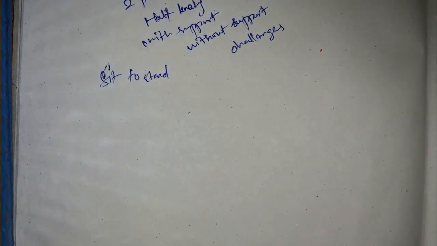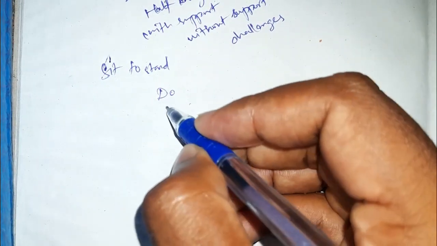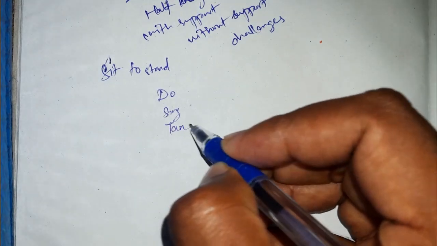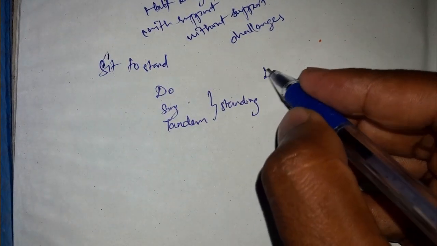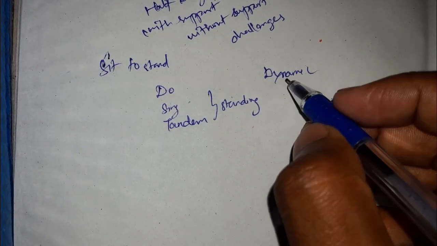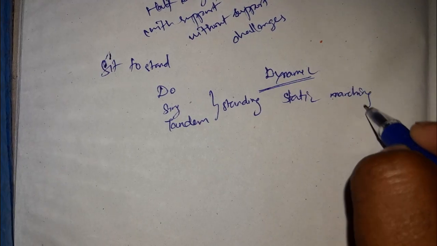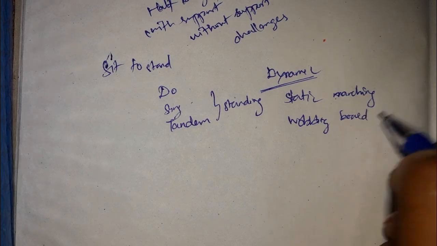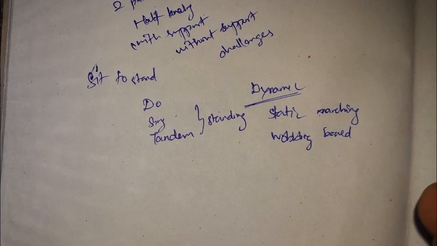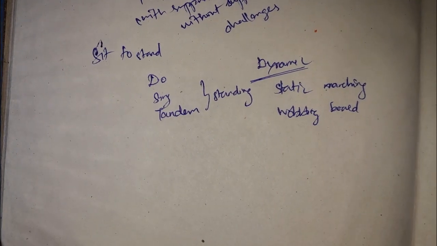Here the standing positions are: double limb stance, single leg stance, and tandem position. Then we have the dynamic activities: static marching, that is marching in one place, doing the marching action. Then the wobbling board. Wobbling board is a device, the same as the balance board, where we can place one leg. Balance board we can simply remember.